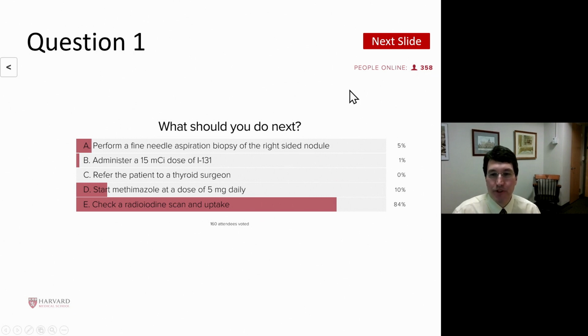Okay, so most people pick the correct answer, E, check a radioiodine scan and uptake. So this is a patient presenting with a large nodule with evidence of thyrotoxicosis, and you really need to determine if that nodule is hot. If it's hot, it may need to be treated. It may need treatment with antithyroid drugs, radioiodine, or surgery, but it doesn't need to be biopsied. Hot solitary nodules without suspicious ultrasound features are never malignant.